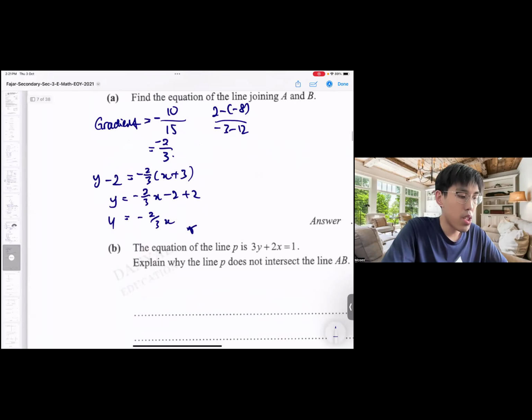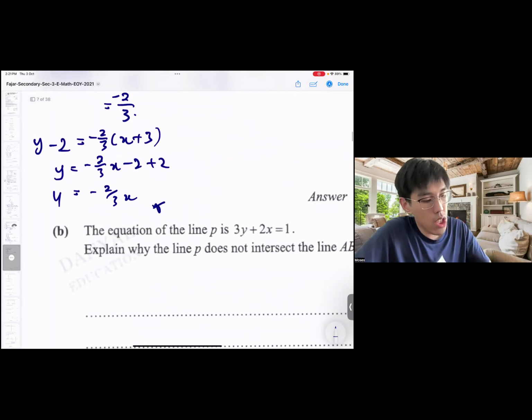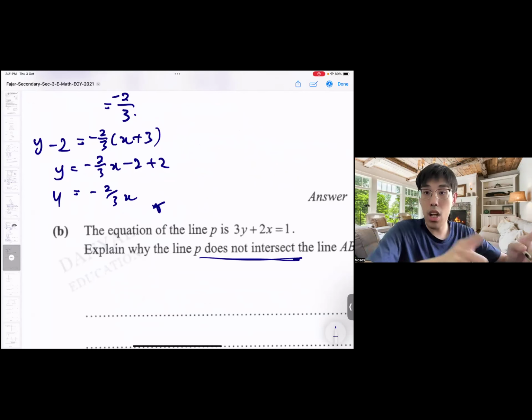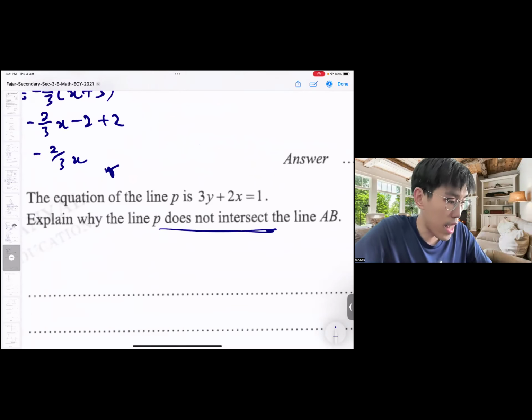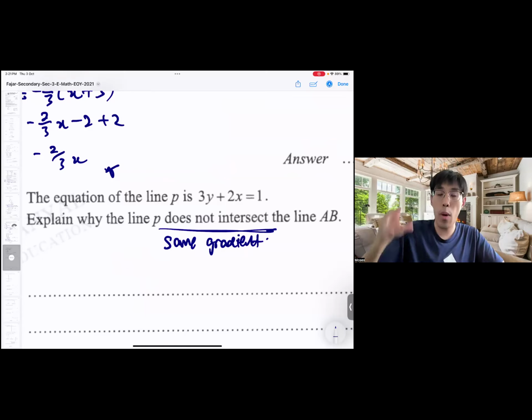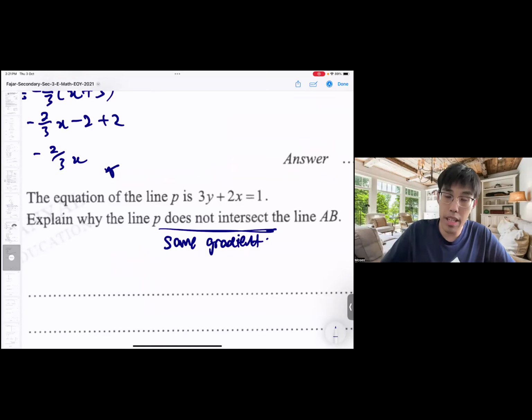The equation of a line P is 3y plus 2x equals 1. Explain why the line P does not intersect with the line AB. When they say does not intersect, it means they are running along the same direction. And when they say running along the same direction, it means they have the same gradient. This one is a must know. So when you see certain keywords, you must link to various concepts already. So does not intersect means same gradient.